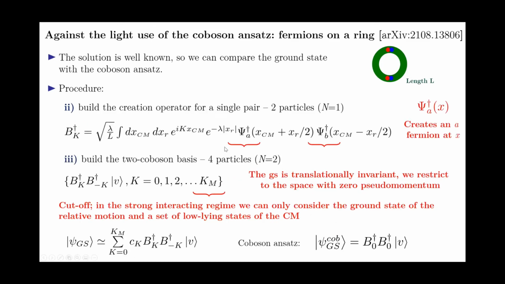Once we have the two-particle state, we build the creation operator for a pair like this one, where this operator here creates a red fermion at position X. And having the creation operator, we build the two co-boson bases here. Because of the symmetry of the problem, and since we are looking for the ground state, we can restrict ourselves to the space with zero momentum, so that the ground state will have this form here, where this Km is a cutoff, while the Qubosonic state will have this other form, which is when all the coefficients in this expression are zero, except for the first one.